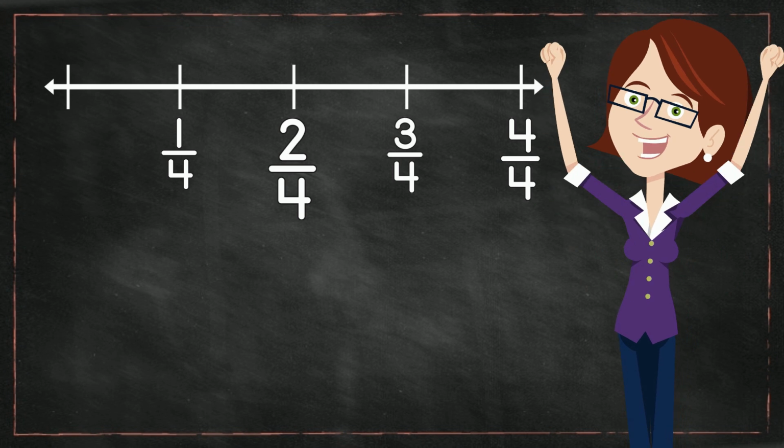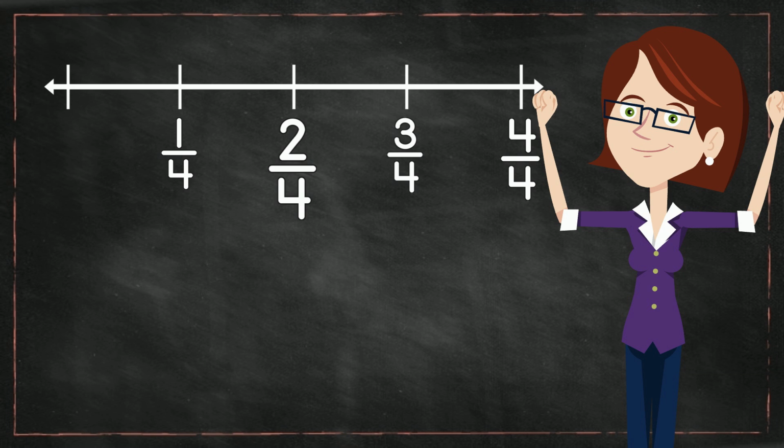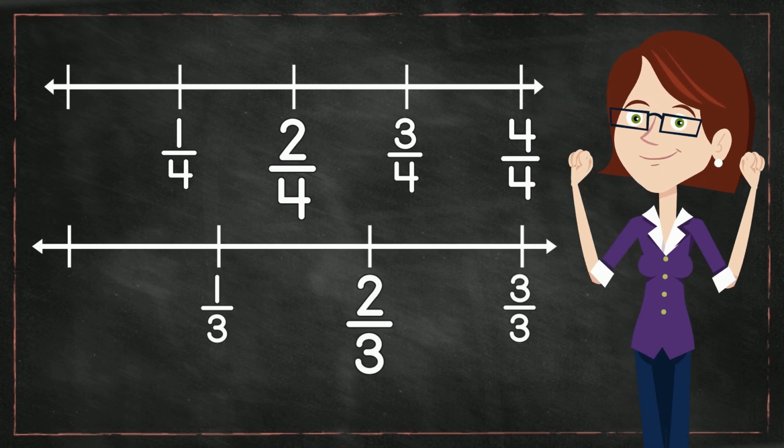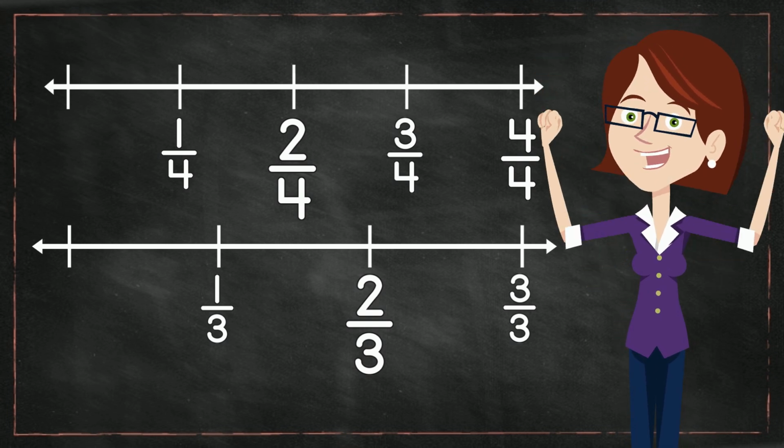Let's double check our work with these number lines. The top number line shows fourths. The bottom number line shows thirds. You can see that the one whole is the same size, and that's why we can use them to compare. 2/3 is greater than 2/4.